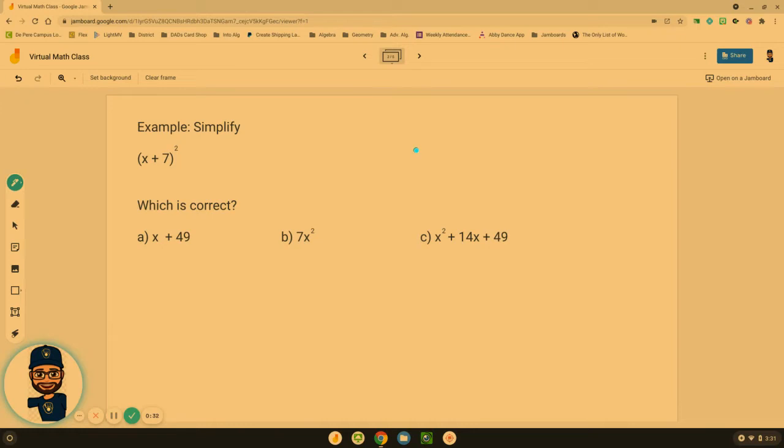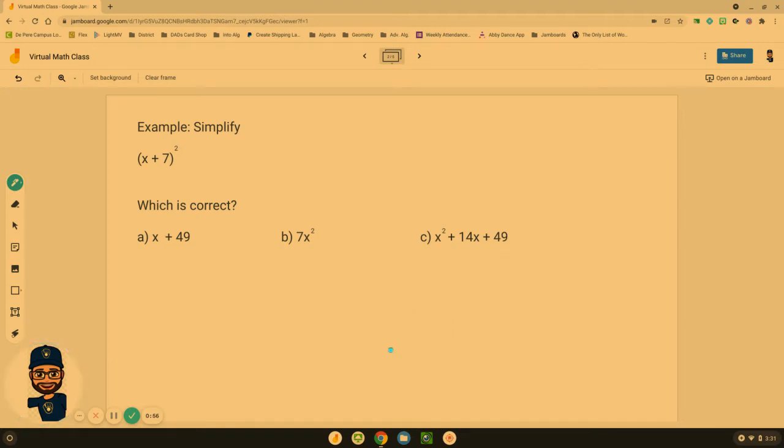On this first screen, I'm very curious. Here's what we want to simplify: x plus 7, that quantity squared. Which of these three do you think is the correct simplified version? Is it A, x plus 49? Is it B, 7x squared? Or is it C, x squared plus 14x plus 49?